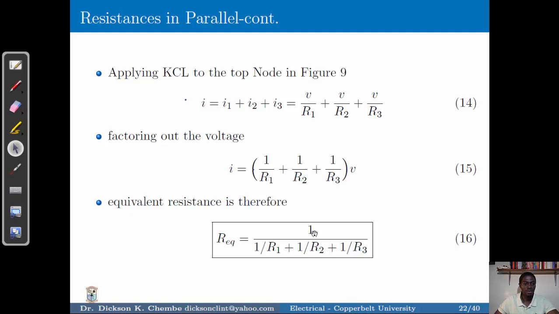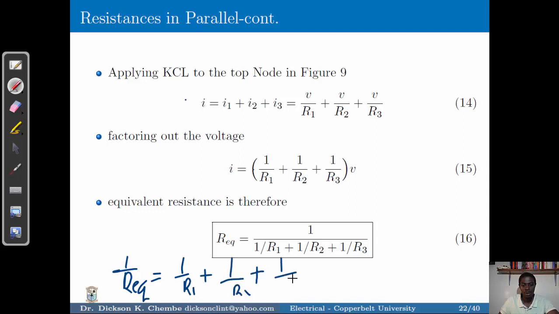if I'm to put it in a different way, we are saying 1 over R equivalent, or 1 over R total, is equal to 1 over R1 plus 1 over R2 plus 1 over R3. So if we add these resistances, then we get the equivalent resistance for a circuit that has parallel connected resistances.